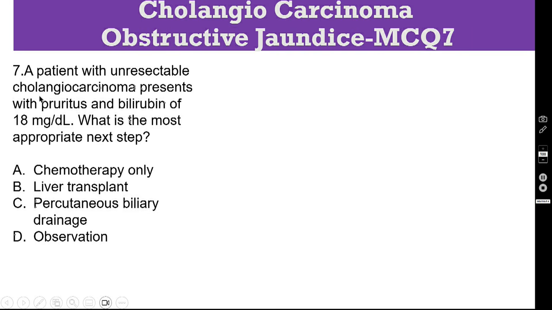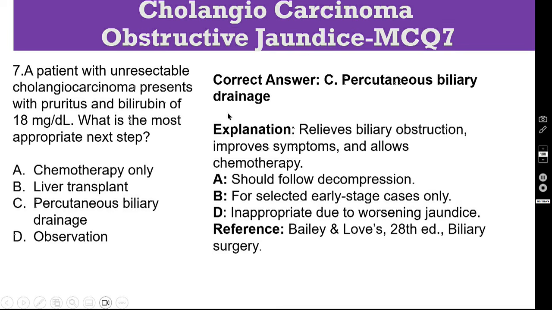Coming to MCQ number 7, a patient with unresectable cholangiocarcinoma presents with pruritus and bilirubin of 18 milligram per deciliter. What is the most appropriate next step? A. Chemotherapy only. B. Liver transplant. C. Percutaneous biliary drainage. D. Observation. Of course, the correct answer is C. Percutaneous biliary drainage. It relieves biliary obstruction, improves symptoms, and allows chemotherapy.